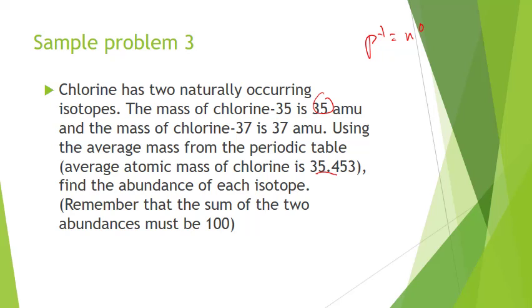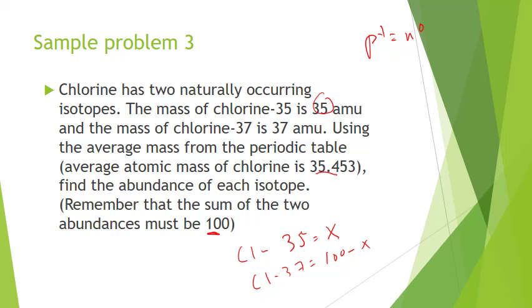So basically, we have to remember that if the abundance of chlorine 35 is equal to X, then the abundance of chlorine 37 is going to be 100 minus X, right? Because both of them together have to be equal to 100. So this is algebra. Yay! I see. When are you going to use it? Right here in chemistry. Yeah!